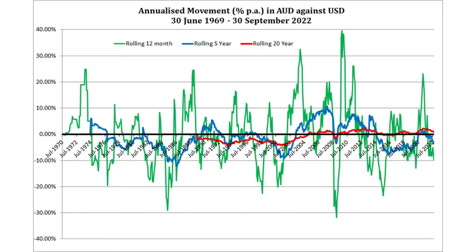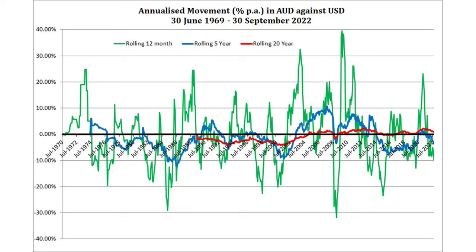But the key takeaway from the chart is that at 20 years, the red line, volatility largely disappears. For the 20-year periods ending 30 June 1989 to around March 2001, the Australian dollar depreciated about 2 to 4% per annum against the US dollar. Most recently, no clear direction is evident.